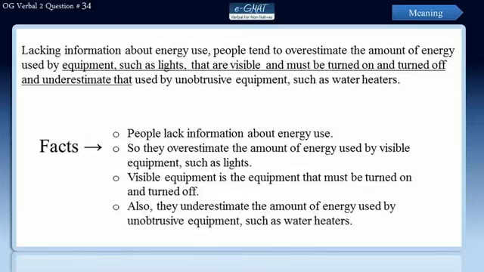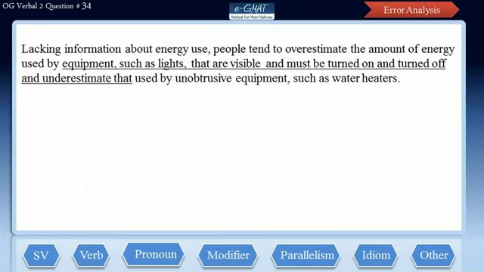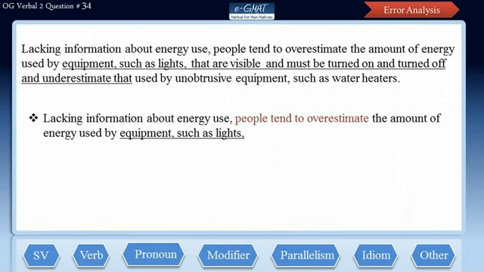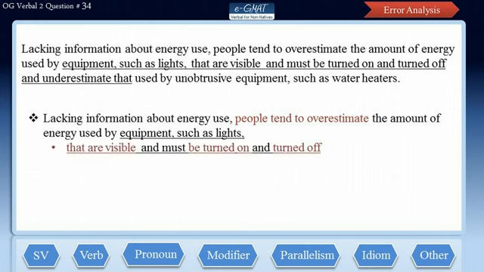Now let us evaluate the errors by splitting this sentence into clauses. So here comes the first clause. Lacking information about energy use, people tend to overestimate the amount of energy used by equipment such as lights. Here people is the subject and tend is the verb that is followed by to verb form to overestimate. So together the verb is tend to overestimate. Well, presence of that tells us that we have another clause here that reads that are visible and must be turned on and turned off. Here, that is the subject and are visible and must be turned on and turned off are the verbs.